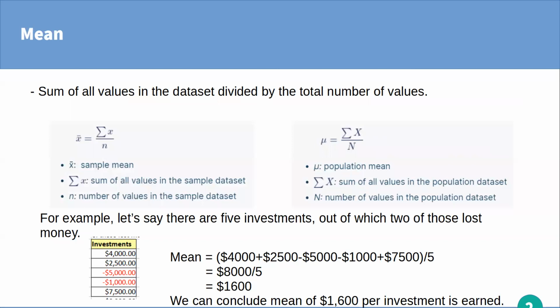Now let us consider an example where five investments are made. Out of five, there are two instances where we get negative. So mean is got by summing both the positive and negative values and dividing it by the five.